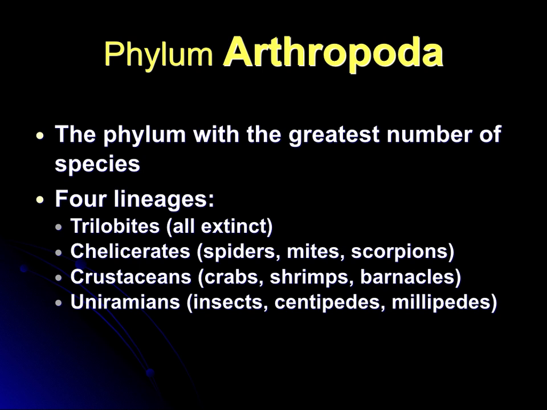Their importance: they are agents of disease, and they compete with humans for food. Some can be beneficial, meaning that they can act as pollinators. So we have trilobites, chelicerates, crustaceans, and uniramians.